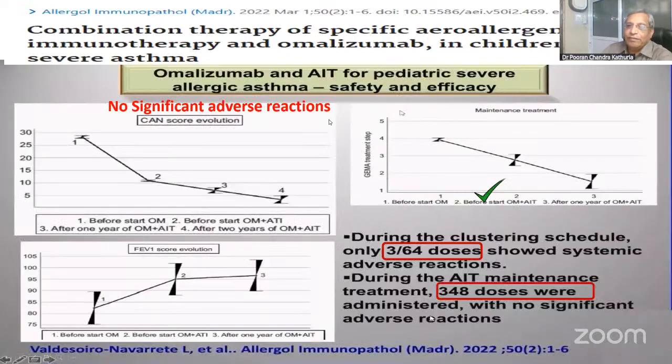One study came in 2022 showing that if in the first year you give omalizumab and subsequently add AIT along with the omalizumab, there is no adverse effect, even in pediatric patients. There is improvement in the FEV1 as well as early achievement of the maintenance dose. Hardly a few adverse events occur during the 3-year course.